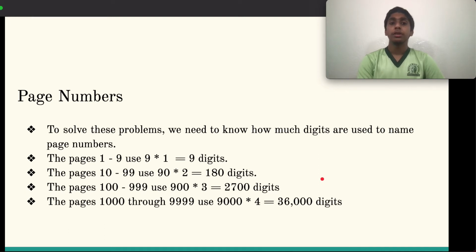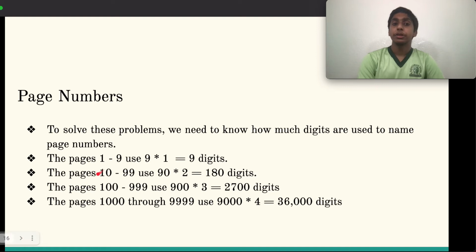Okay, so to solve these problems, we need to know how many digits are used to name page numbers. So what they'll do in general is they're just going to say, I don't know, they used 10,000 page digits, right? So they're not going to say how many page numbers there are. They're just going to say this many digits were used to number the pages. And they're going to ask you to find how many pages the book has.